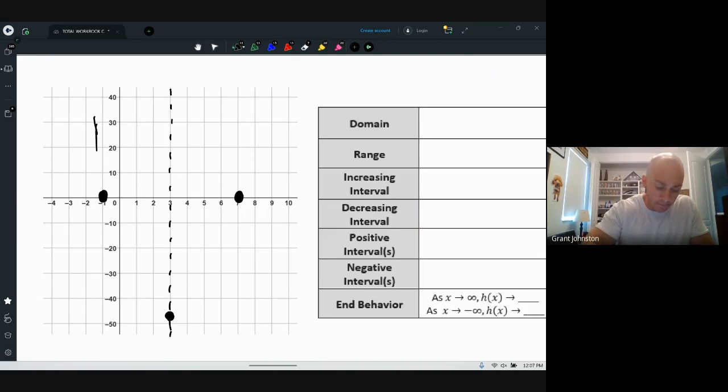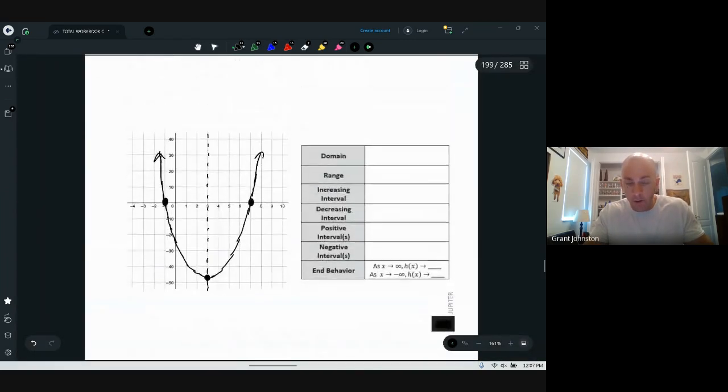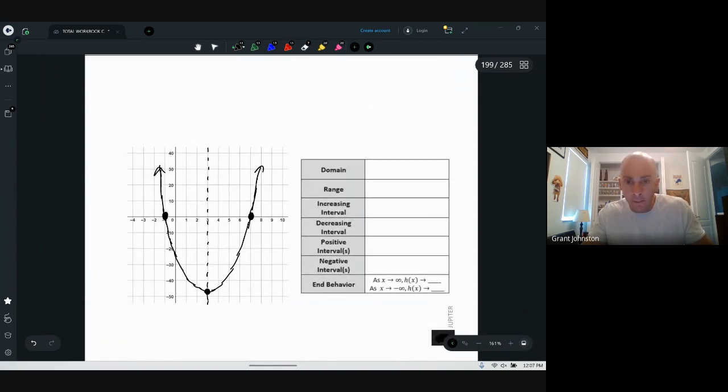Here we go. That's what it's going to look like, and I'll let you do all the table again, okay? So good luck with all that. I'll let you do the rest.